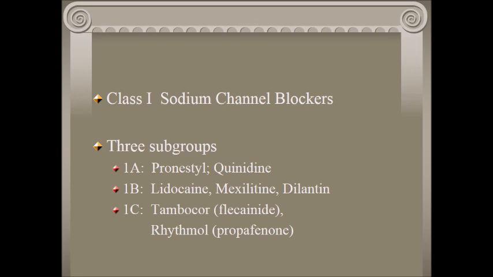The class 1C group of the sodium channel blockers gives the strong sodium channel effect. It shows no effect on repolarization, and it does prolong the action potential. The two drugs in this category are Tambocor, also known as flecainide, and Rythmol, also known as propafenone. Tambocor has a very narrow therapeutic window, ranging from 0.2 to 1 microgram per milliliter. Anything greater than 1 is considered toxic. Rythmol is usually given for strong life-threatening SVT or VTAC.